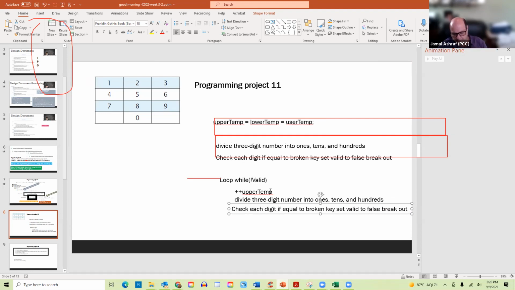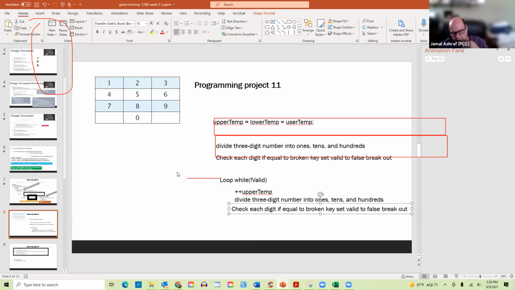So this one has up plus plus. So two loops exactly the same. The difference is minus minus, and the other one is plus plus. Now, after this loop, remember what I said: if they are valid to start with, I'm not going to go through this loop.